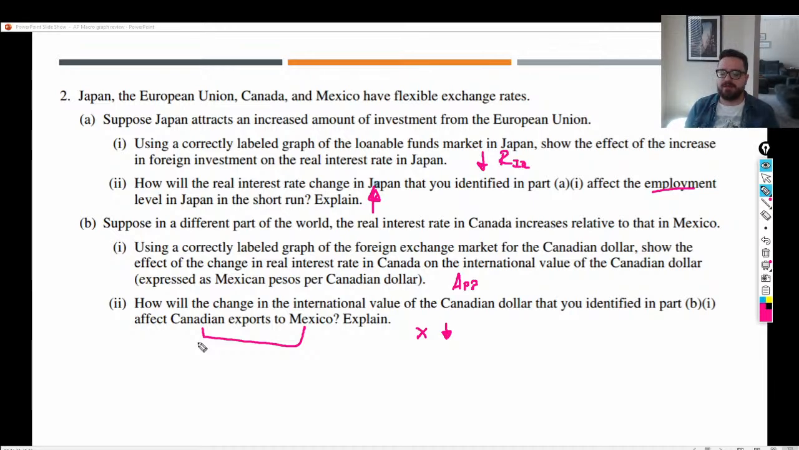That's what's going on: whenever that Canadian dollar value goes up, everything that's priced in Canadian dollars is now harder to get if you're using pesos, which if you're using pesos, you're from Mexico or you're living in Mexico.